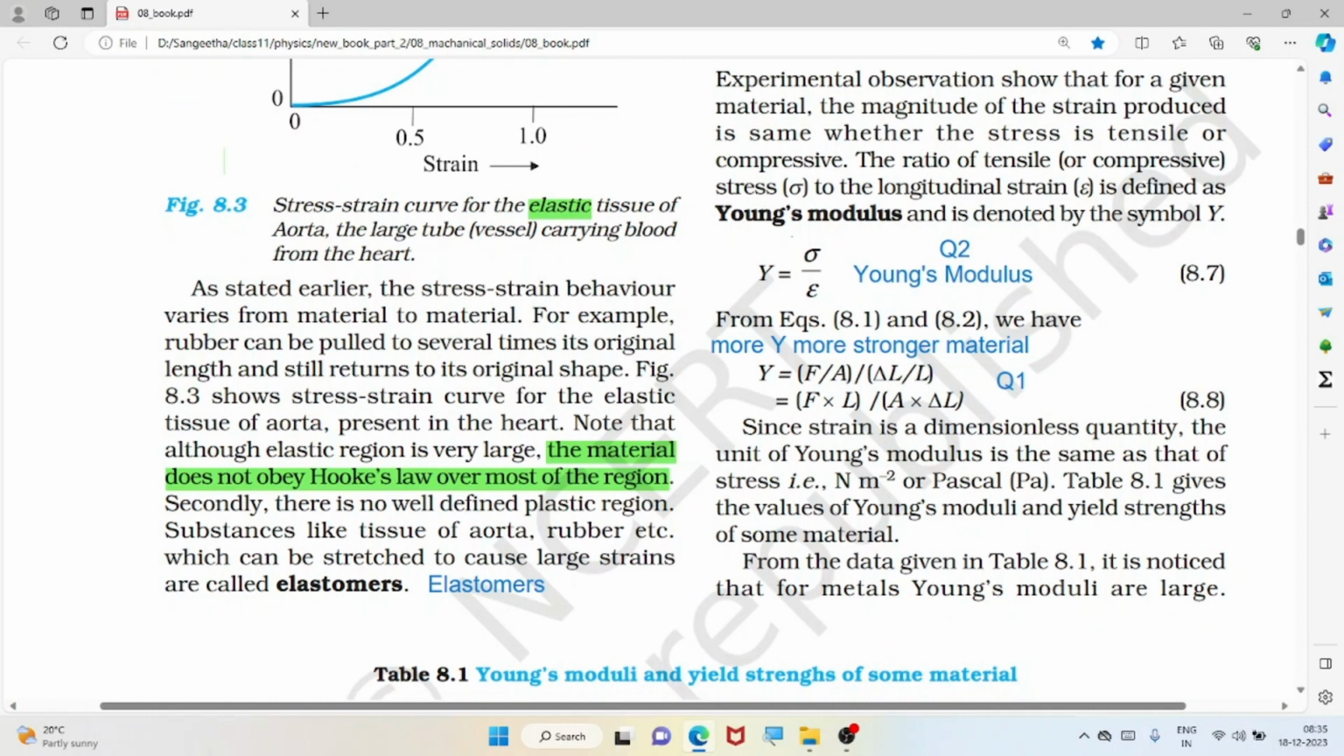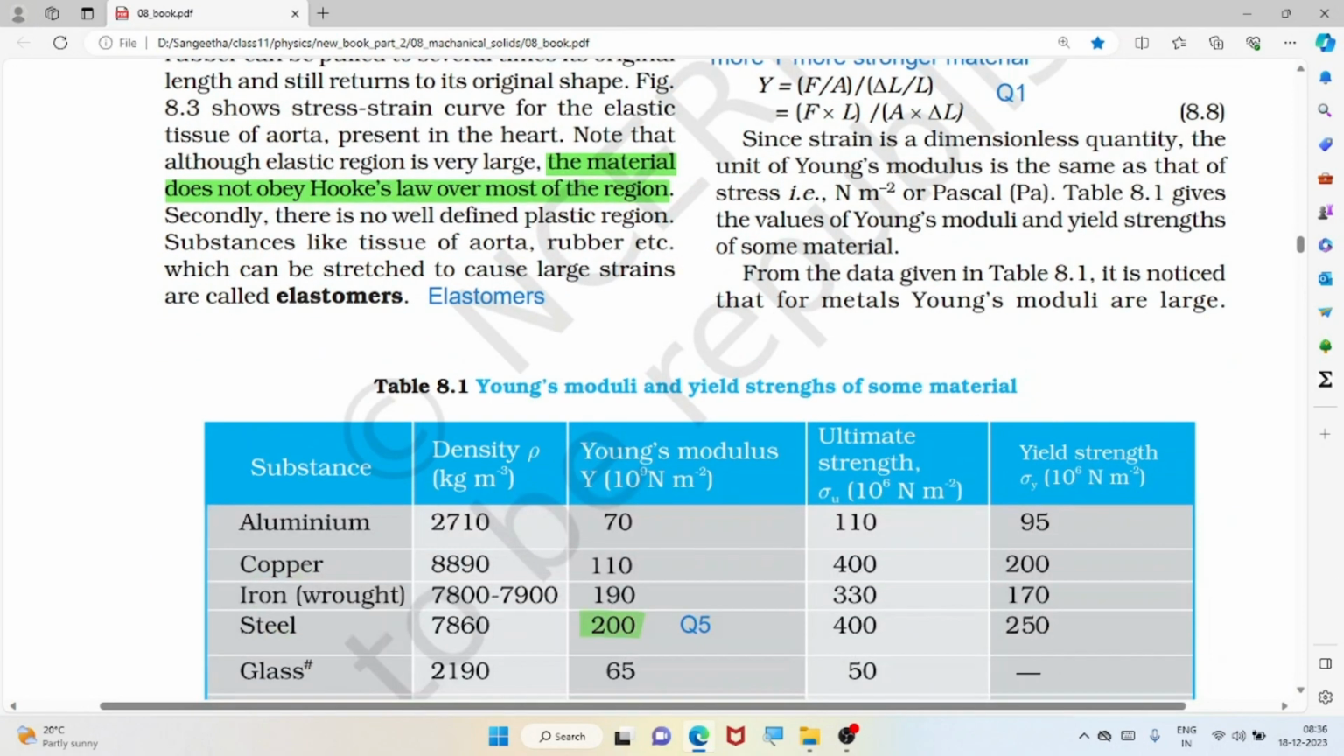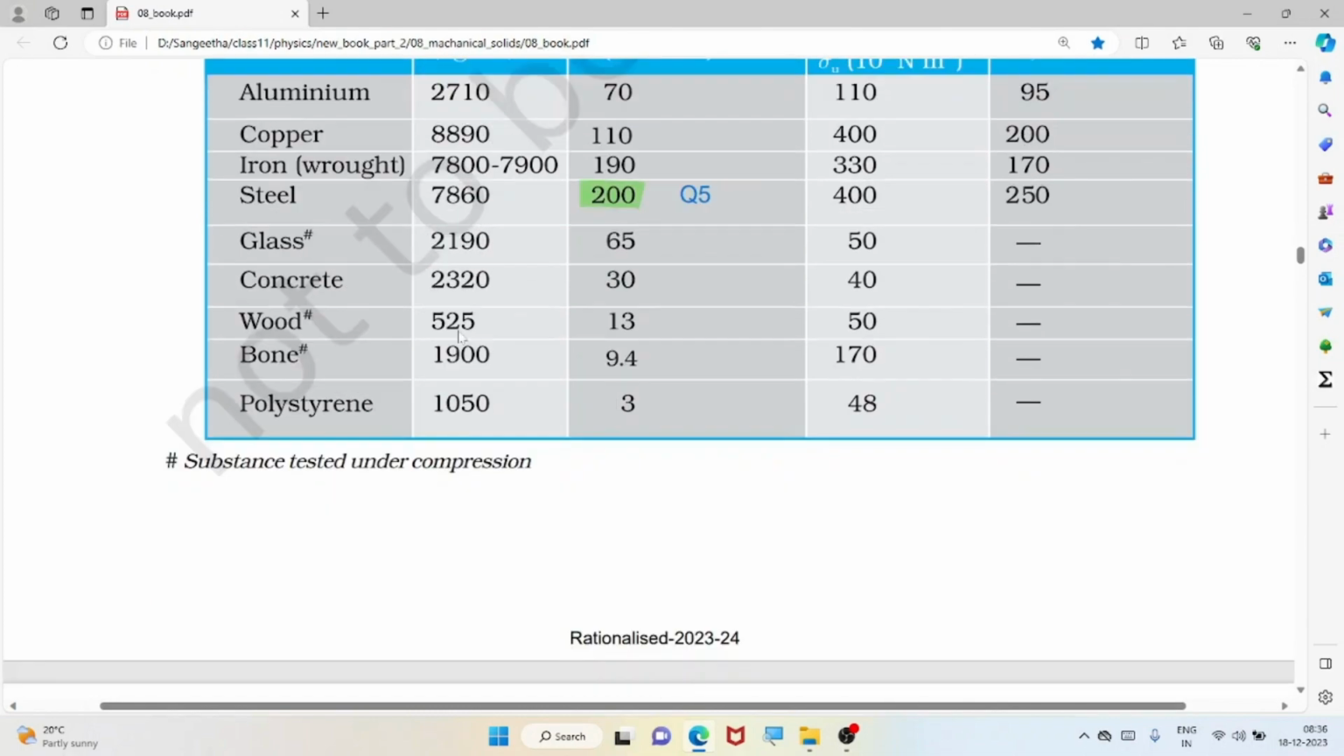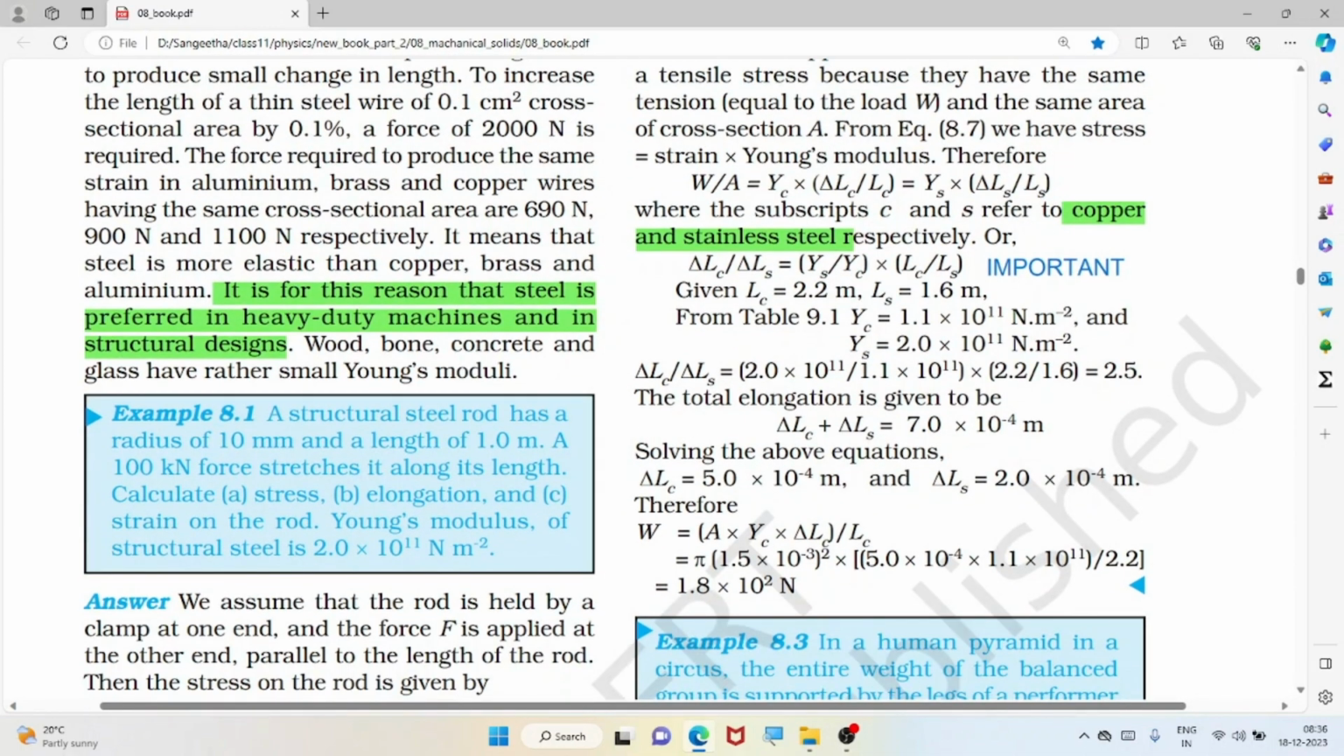Young's modulus is the ratio of stress and strain. Stress is force by area, strain is change in length divided by the original length. The more the Y, the stronger the material. These are the Young's modulus values of some of the materials, for example steel. This is why steel is preferred for heavy duty machines.